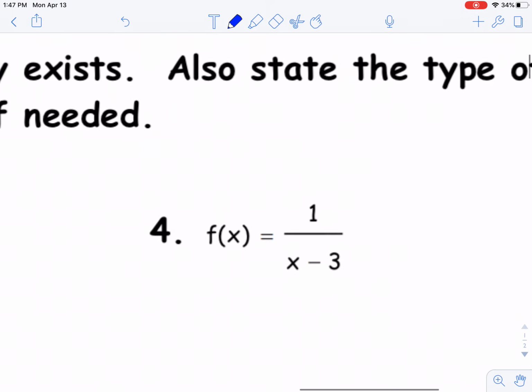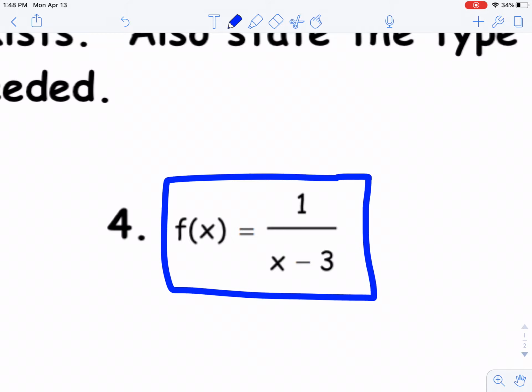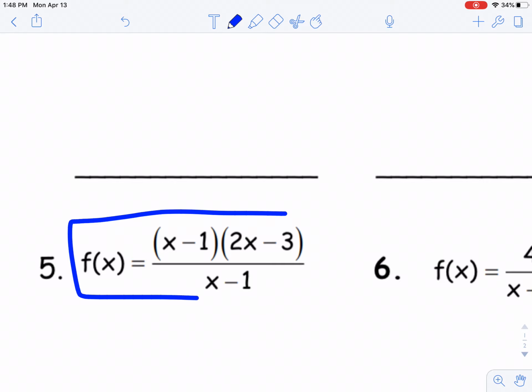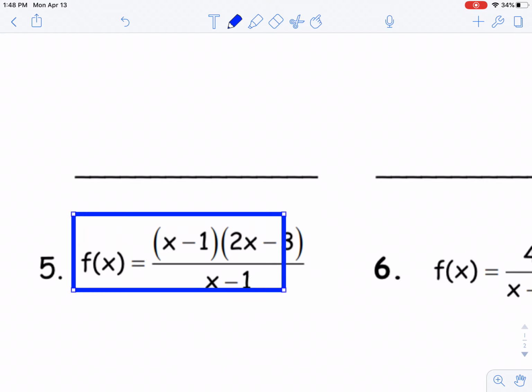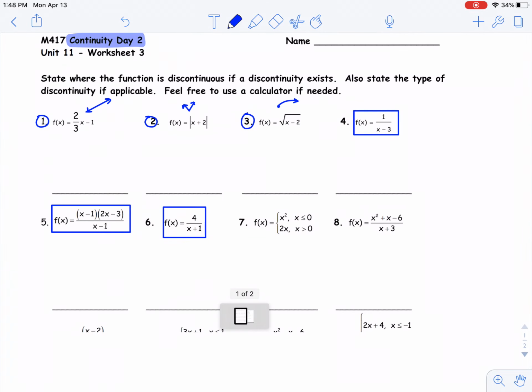It's when we have rational functions. Rational functions look like fractions, okay? So I'm putting a box around all of the functions that look like fractions here, 4, 5, and 6. These are all rational functions. Those have discontinuities, and the rational functions typically will either have an infinite discontinuity or a point discontinuity, also known as a hole.